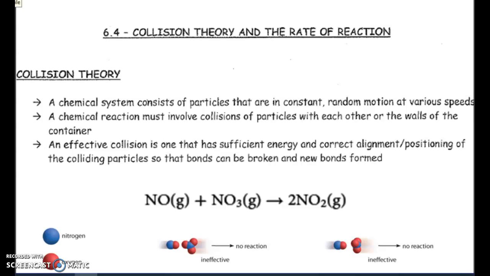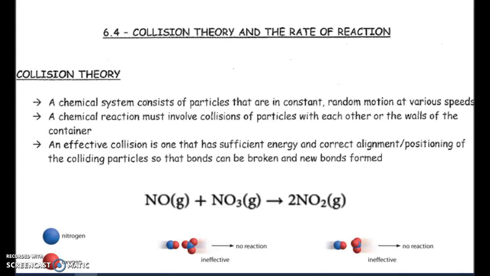Okay, everyone. The last part of chapter 6 that we're going to be looking at is combining the idea of collision theory with reaction rates. Just to recap what we know already about collision theory: particles are always in random motion, always moving at different speeds. The average kinetic energy is relative to the temperature of those particles, but each individual particle has its own speed.